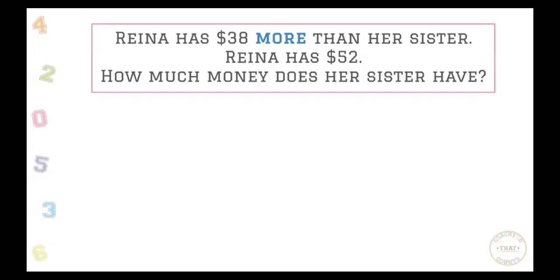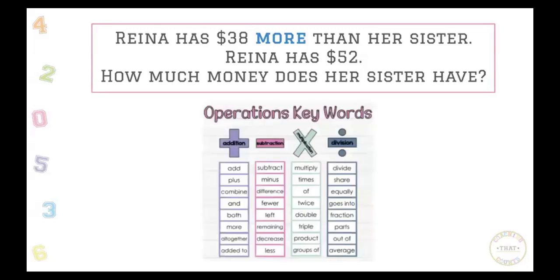Students might see a problem like this. The word more is there, but not in the way so many of the keyword charts out there suggest. If students are taught that more means add, they might try to add 52 plus 38, but that gives them more money, not the sister's amount. The word more is describing a relationship, not an action. Raina has more than her sister, so the sister must have less than Raina. That's not an operation decision, that's sense making.